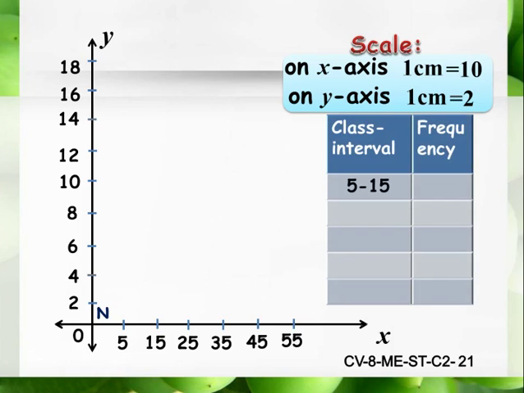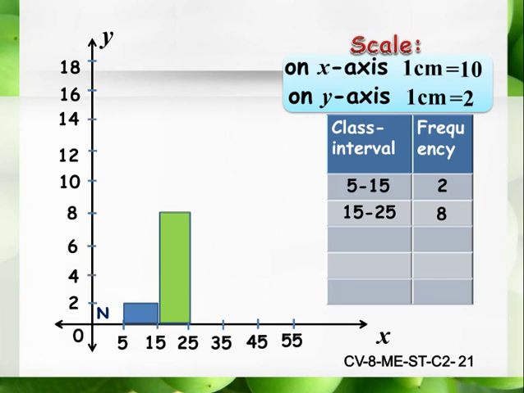Yes, between 5 to 15, the height will be 2 units, and complete the rectangle. Get into the next one. Between 15 to 25, the height will be 8 units. You are all plotting? Correct. At 15 also you have to take 8. At 25 also you have to take 8 units and complete the rectangle.